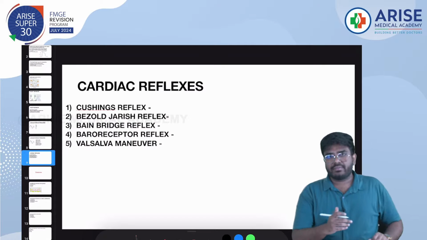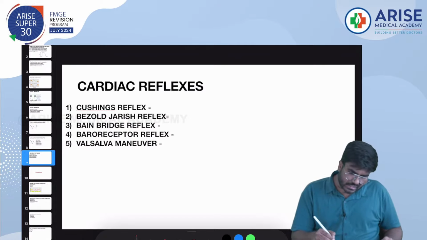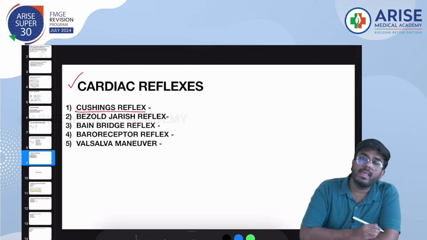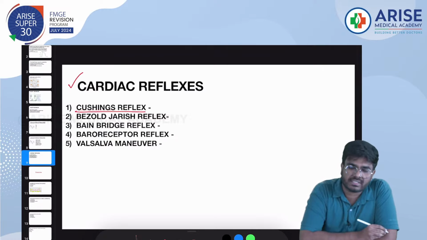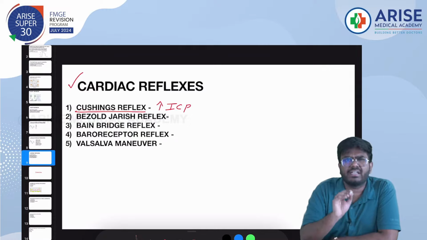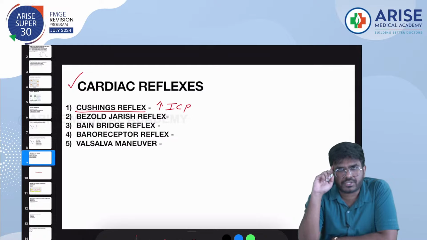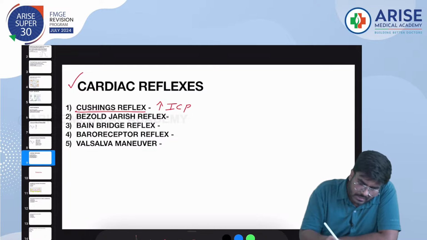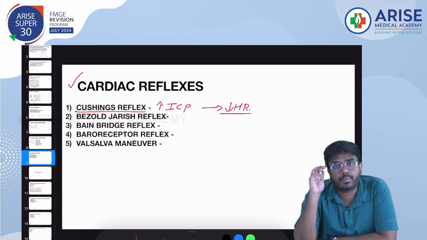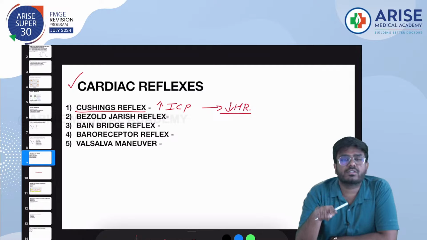Next most important area which you should know for your exam in the cardiovascular physiology is the cardiac reflexes. There are different reflexes. First reflex is the Cushing's reflex. What is Cushing's reflex? Cushing's reflex is a condition where there is an increase in the intracranial pressure, and in that person the heart rate is going to be less. So this is called the Cushing reflex. Increase in the intracranial pressure leading to bradycardia. This is called the Cushing reflex.